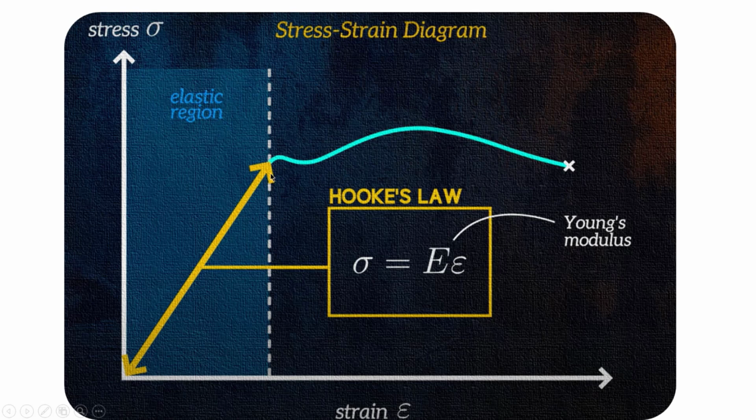Stress strain diagram. This curve is known as the elastic region, and this is the plastic region. From here to here, the complete straight line is under Hooke's law, where the formula is stress equal to Young's modulus into strain. In short, Young's modulus is equal to stress by strain. Remember that. If you have the stress and strain values, you can easily find out the Young's modulus. Under this region, the Young's modulus will be constant.